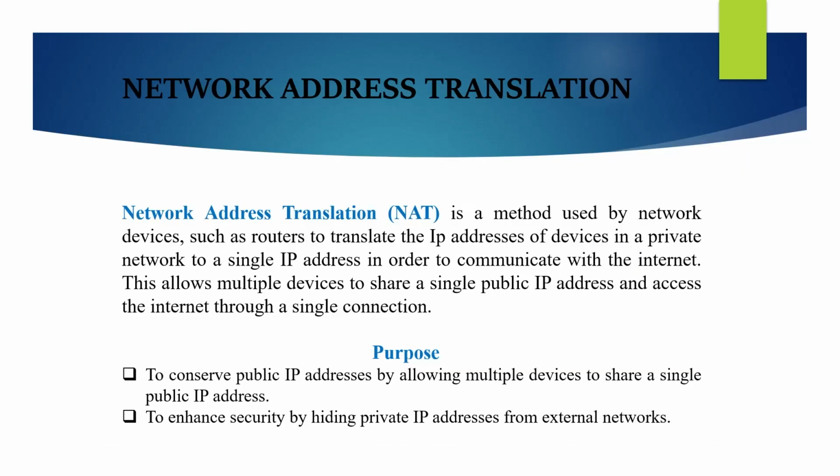What is NAT? NAT is a method used by network devices such as a router to translate the IP addresses of devices in a private network to a single IP address in order to communicate with the internet. This allows multiple devices to share a single public IP address and access the internet through a single connection. Purpose: to conserve public IP addresses by allowing multiple devices to share a single public IP address, and to enhance the network by hiding private IP addresses from external networks.